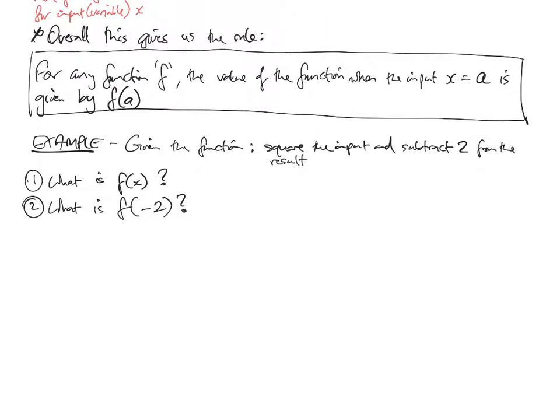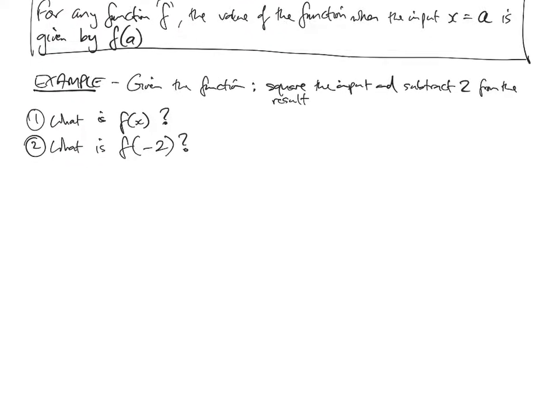So overall, this gives us the rule, and you'll find this in your textbook. For any function, which we've established above, any function you refer to as lowercase f, the value of the function when the input x is a, for example, which is a number, is written as f of a. So the value of any function with this particular variable is going to be f of a. So let's have a look at some examples.